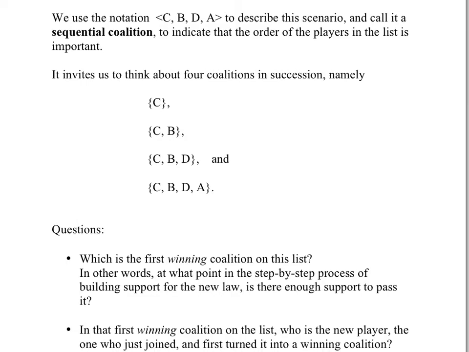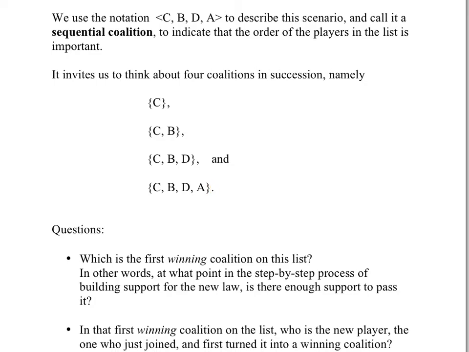By writing down this notation, another way to think of it is that this is inviting us to think about four coalitions, not all of them winning coalitions necessarily, but four coalitions in succession. First, the coalition of just C, then the coalition of C together with B, then the coalition of C, B, and D all together, and finally the grand coalition.